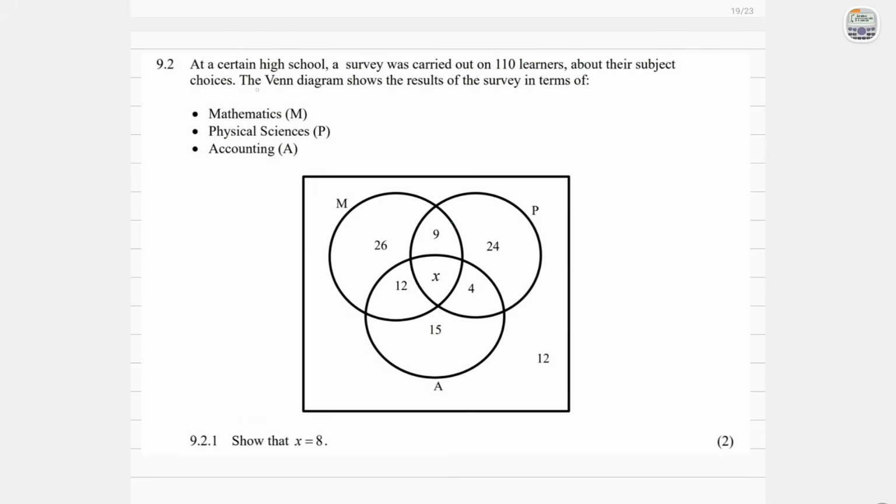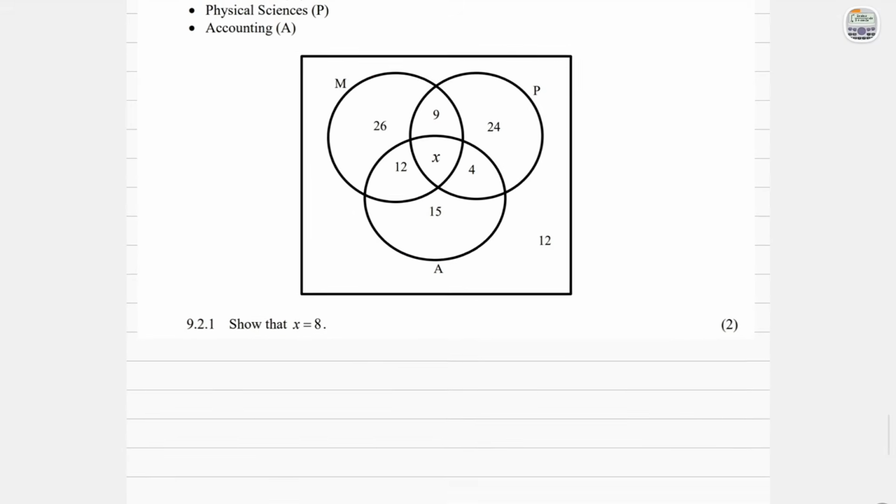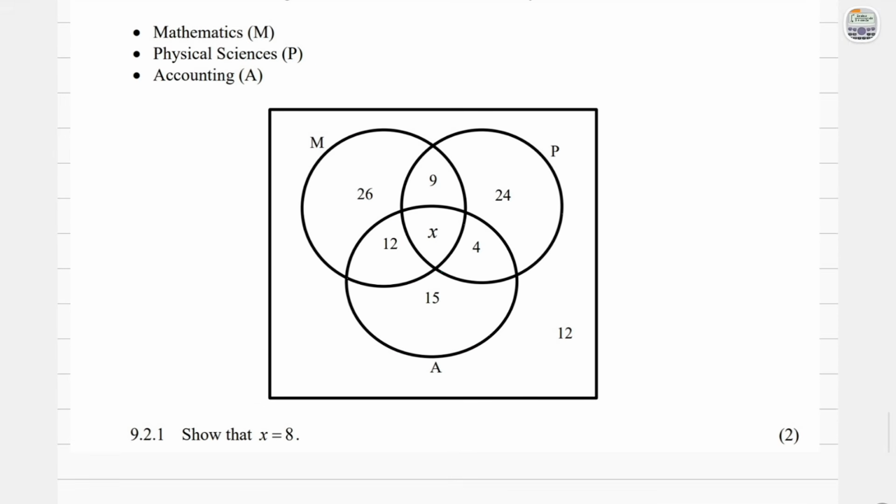Question 9.2 says, at a certain high school, a survey was carried out on 110 learners. So that's the total learners in this Venn diagram. And they tell us about their subject choices. Okay, so this is about their subject choices. The Venn diagram shows the results of the survey in terms of mathematics, physical sciences, and accounting. Okay, and 9.2.1 says, show that x is equal to 8. Okay, so this one is a very simple one. They give you everything else but x. Okay, so how would you find x?